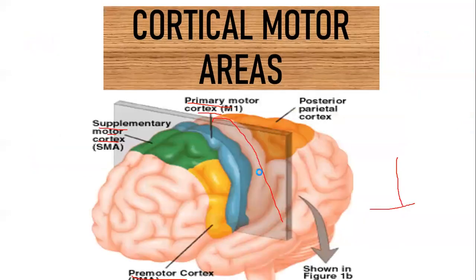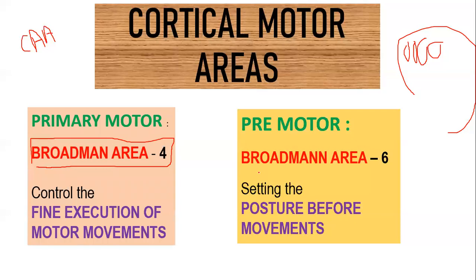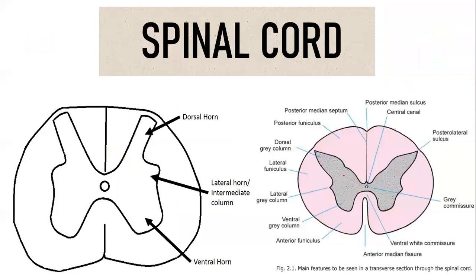So the primary motor area is meant for execution of motor movements. The premotor cortex, Brodmann area 6, sets the posture before movements, and the supplementary motor area handles bimanual coordination. So these are your cortical motor areas. I hope you all understood. If you have any doubts, please feel free to put them in the comment section so I can reply. I have tried my best to make it very simple and understandable. Now we will see something about the spinal cord that is necessary to understand the pathway.